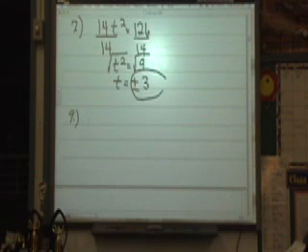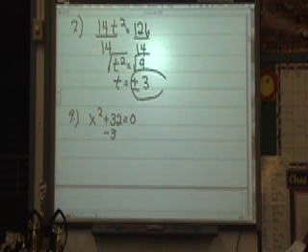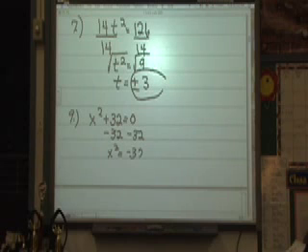Number 9, x squared plus 32 equals 0. Isolate the perfect square, so subtract 32. We get x squared equals negative 32. Take the square root of both sides, and I see that I have a negative under the radicand, so no solution.